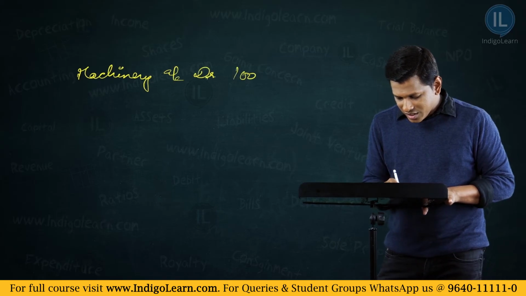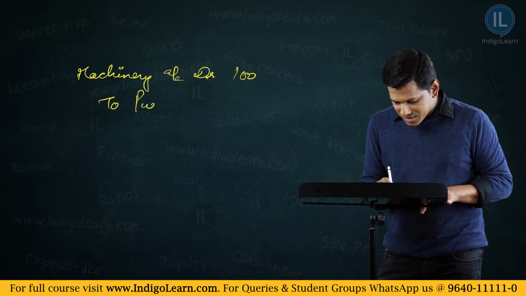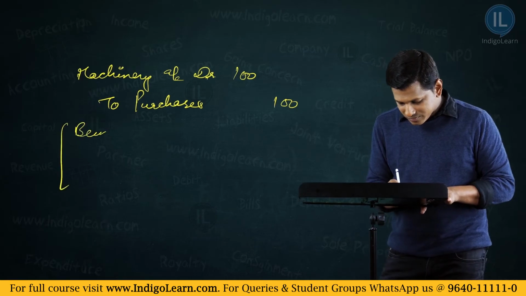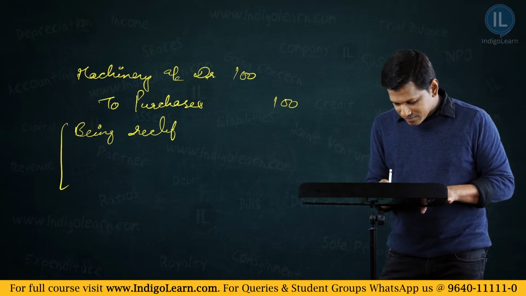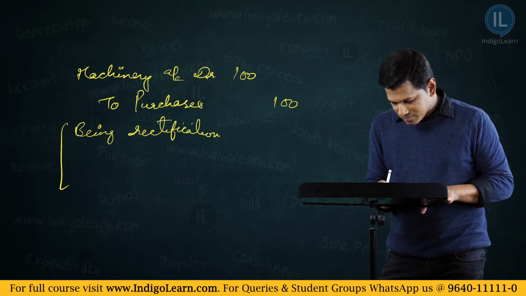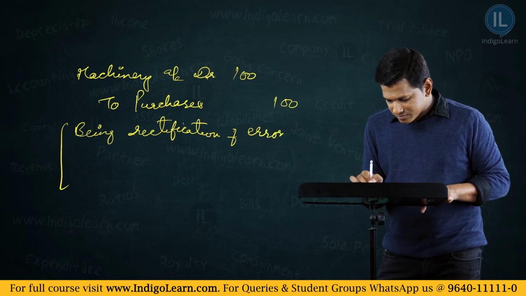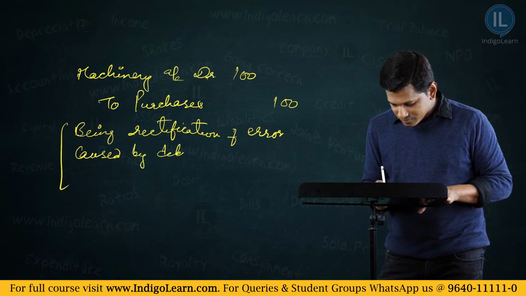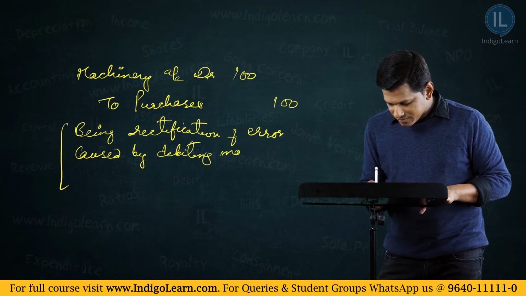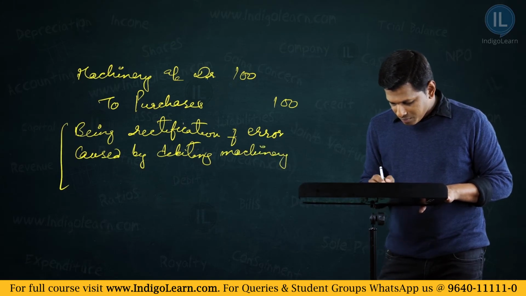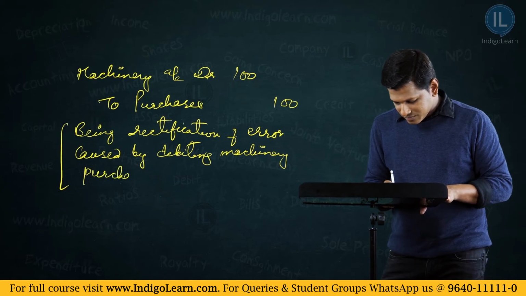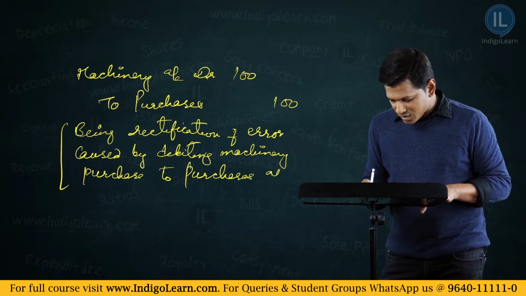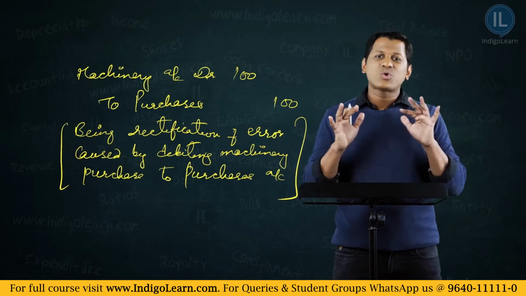Machinery account debited 100 to purchases 100, being rectification of error caused by debiting purchases instead of machinery. That's all. Friends, this is how you are supposed to present it.